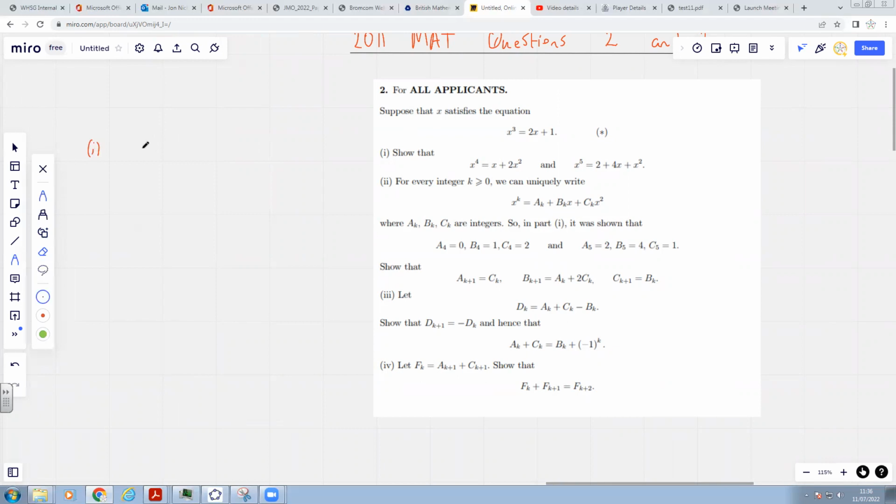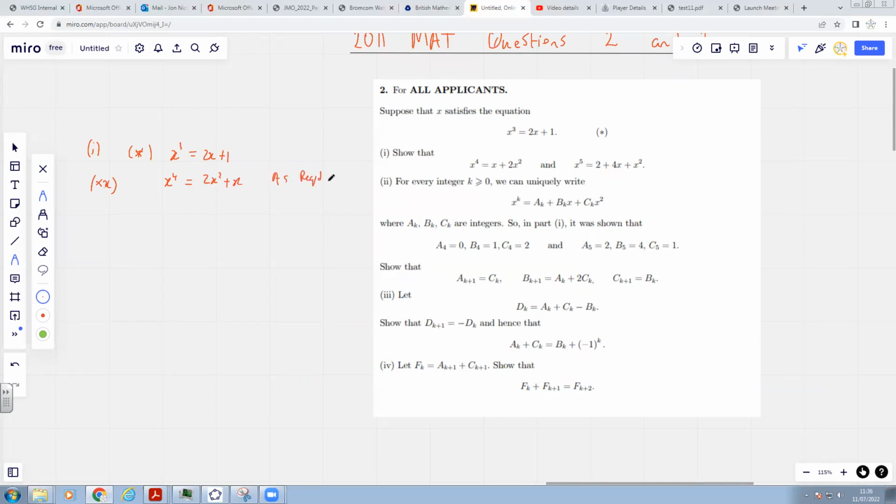Let me write my answers here. So I'm going to start with star, x cubed equals 2x plus 1. And I'm just going to multiply by x. I'm even going to tell the examiner I'm doing that just because I want to make it real obvious that I understand why that's the case, as required.